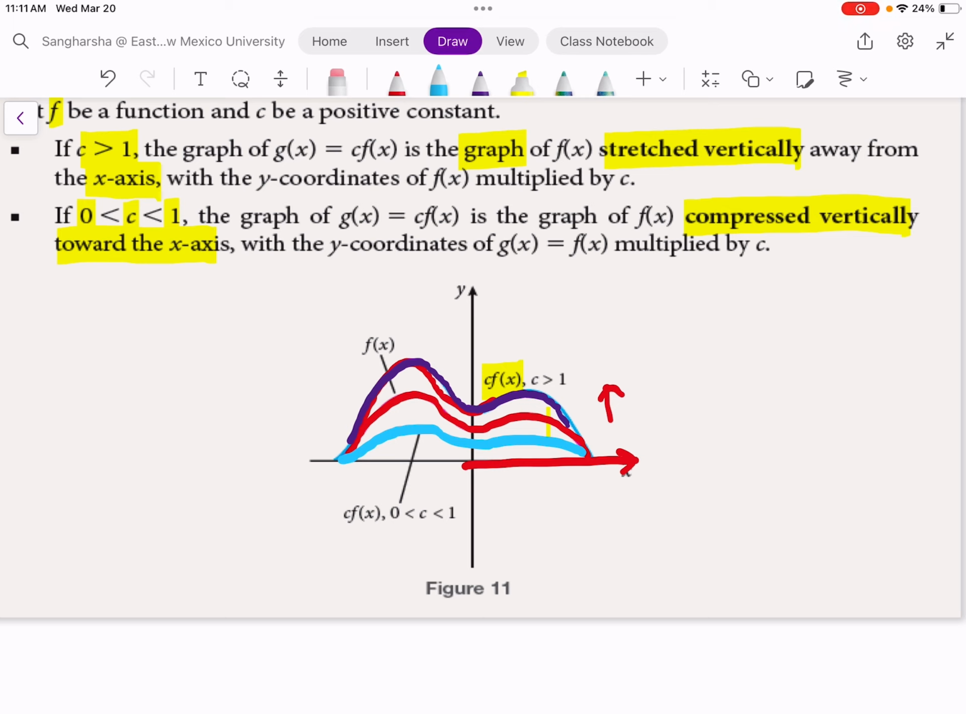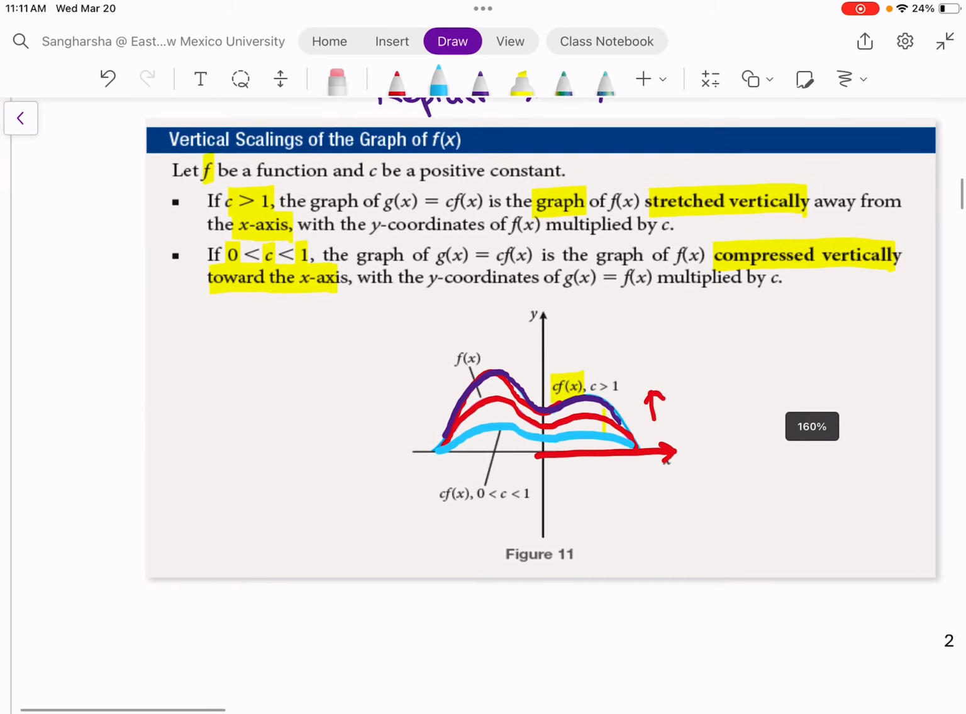If we multiply a function by a number greater than 1, it is stretched vertically away from the x-axis. If you multiply a function by a number in between 0 and 1, then it is compressed vertically towards the x-axis. It goes towards the x-axis if the number is in between 0 and 1, and it goes away from the x-axis if the number is greater than 1. Okay, so this is the next transformation.